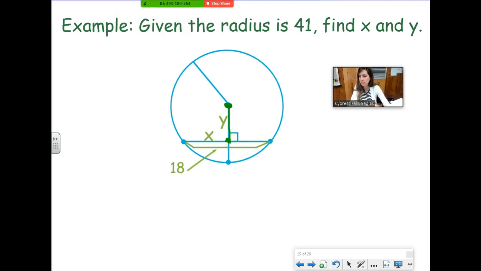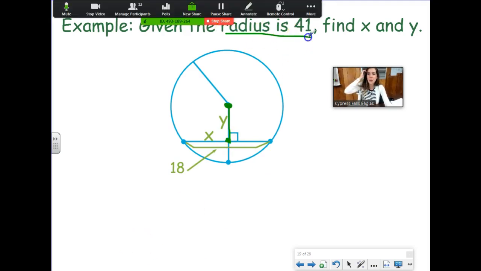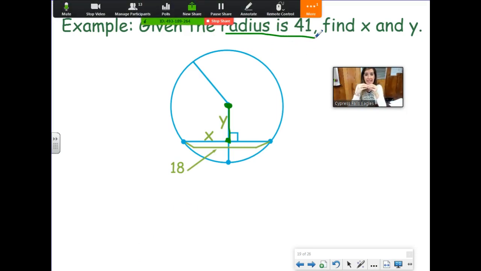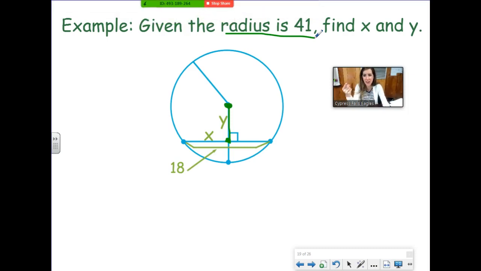Okay. So given that the radius is 41, they didn't put the radius on the picture yet. So we need to put the radius somewhere, but we want to put it somewhere advantageous to us. That's fancy for to our advantage, right? I am not going to put 41 here because I can't do anything with it. What we're going to capitalize on is the fact that this is a right angle. When we have right angles, we get to use the Pythagorean theorem as long as we have a right triangle.